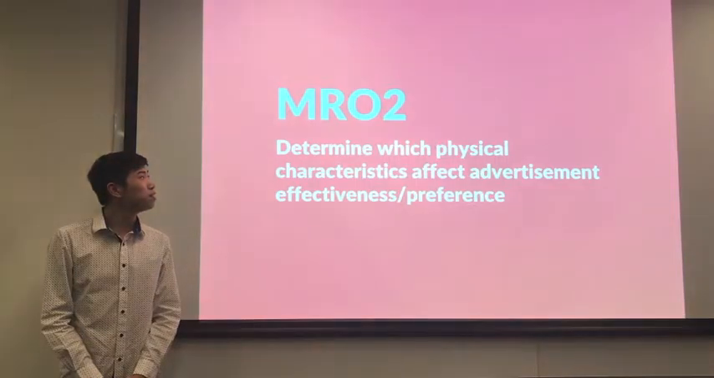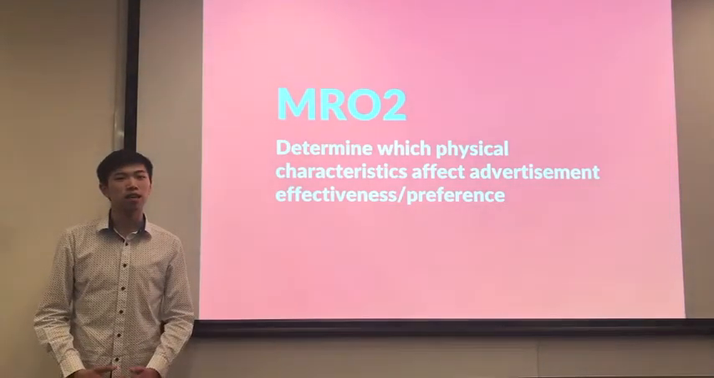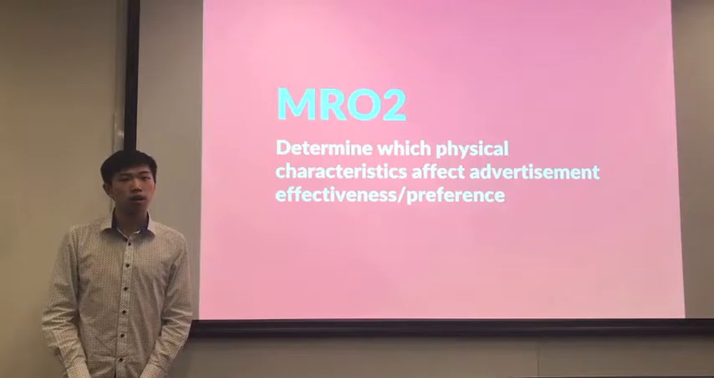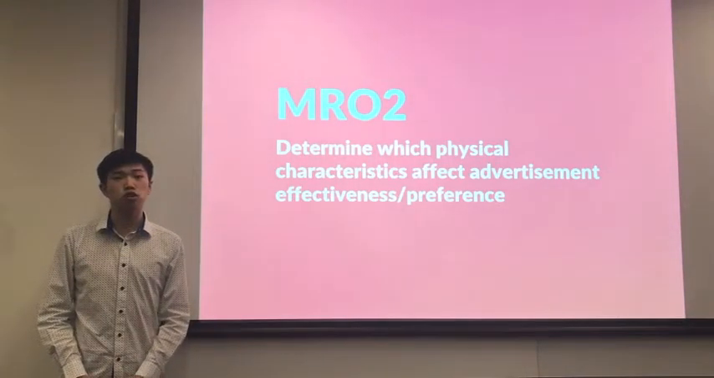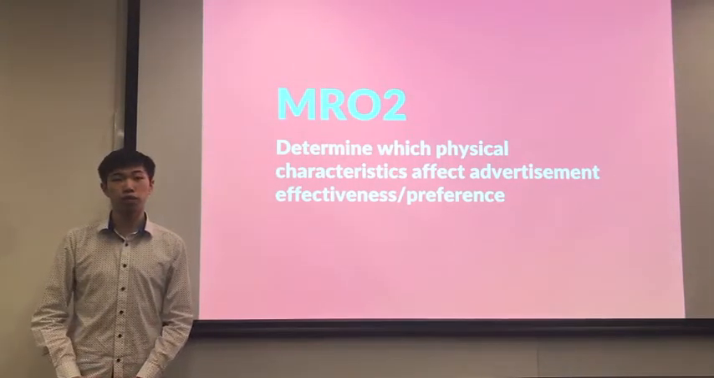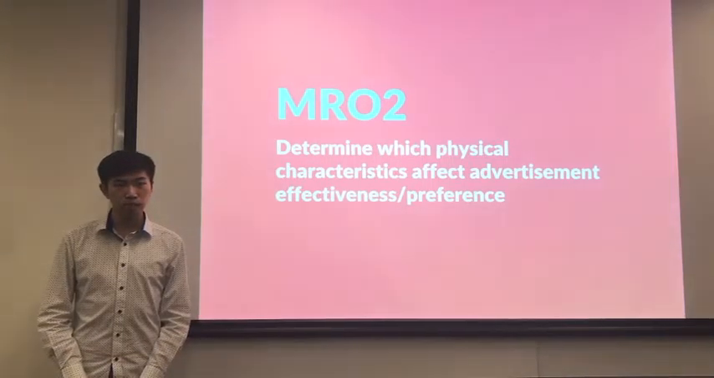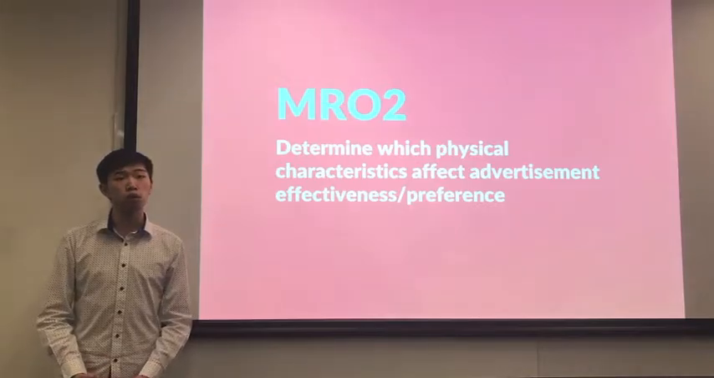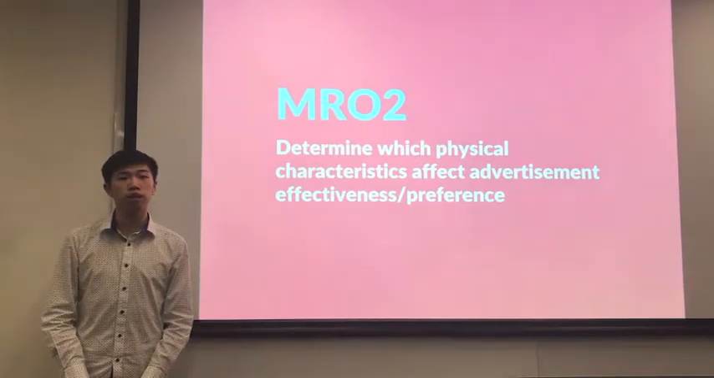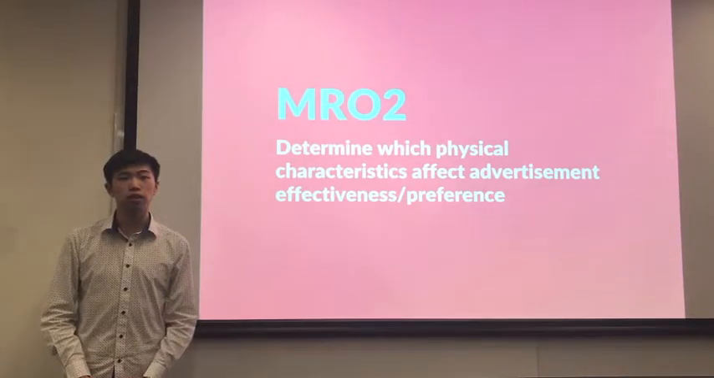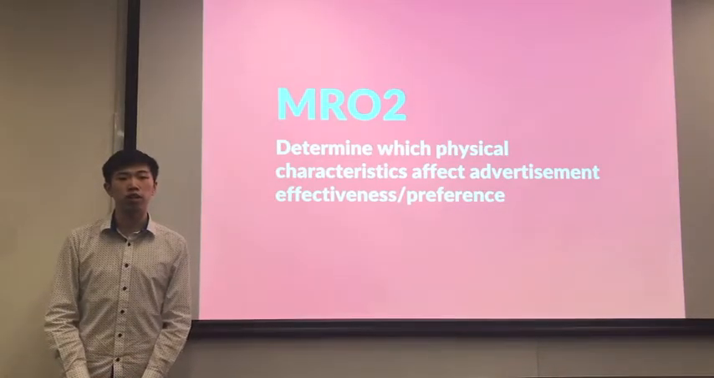Right. So today I'll be talking about our second marketing research objective. Our second marketing research objective is to determine which demographic characteristics affect advertisement effectiveness and its preference. In other words, it is to explore and identify specific physical attributes that the surveyed individual has that affect the overarching advertisement effectiveness.